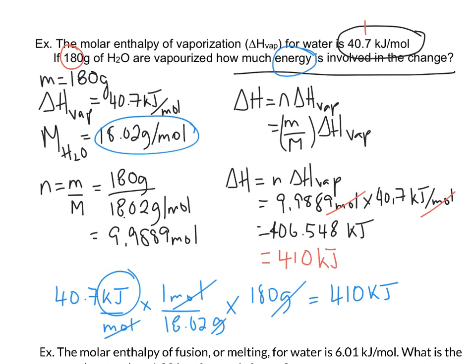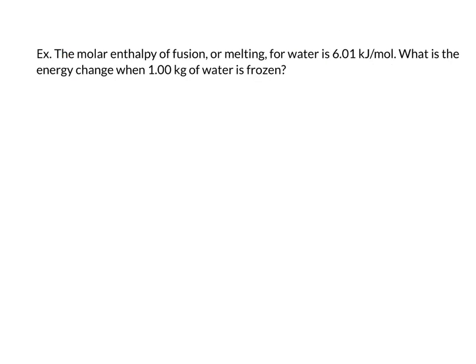Okay, let's do the next problem. Okay, so the molar enthalpy of fusion or melting for water is 6.01 kilojoules per mole. So that's delta H melt. And what is the energy change when 1 kilogram of water is frozen? So we've got a mass in kilograms, but we're going to end up needing it in grams, because we have to convert from grams to moles. So 1 kilogram, always show your work if you want full marks.